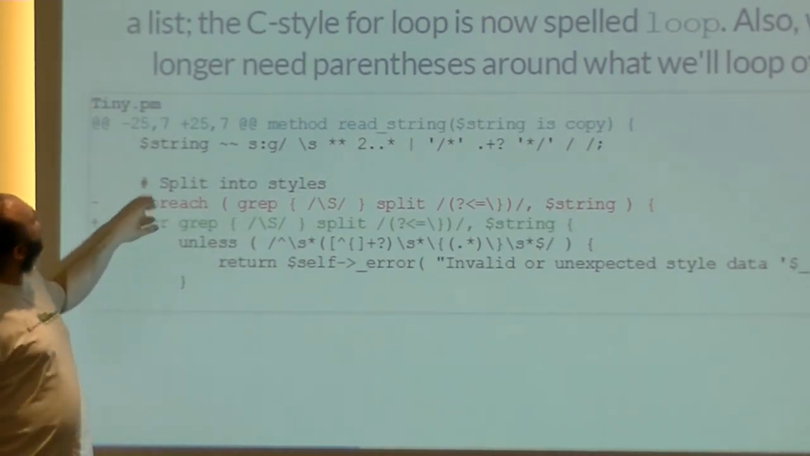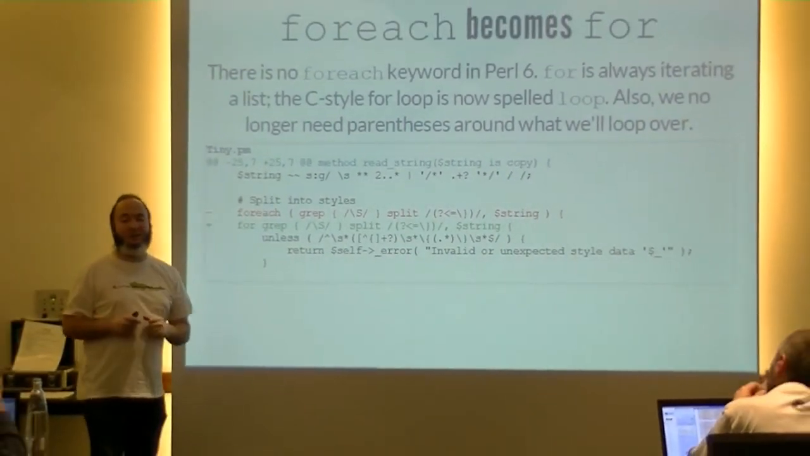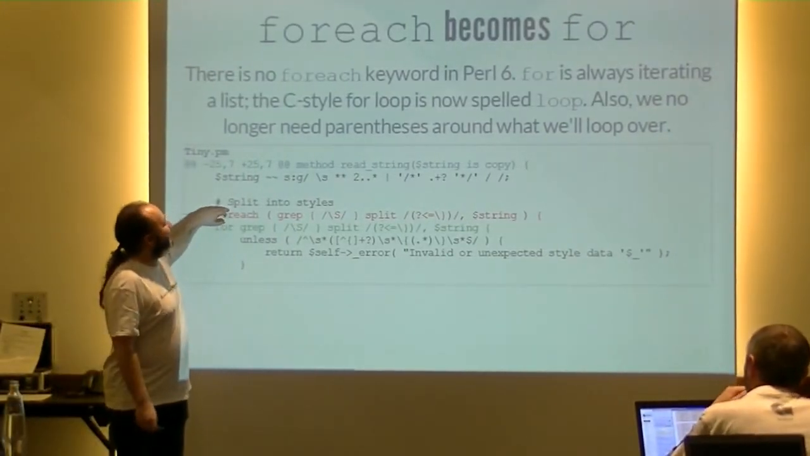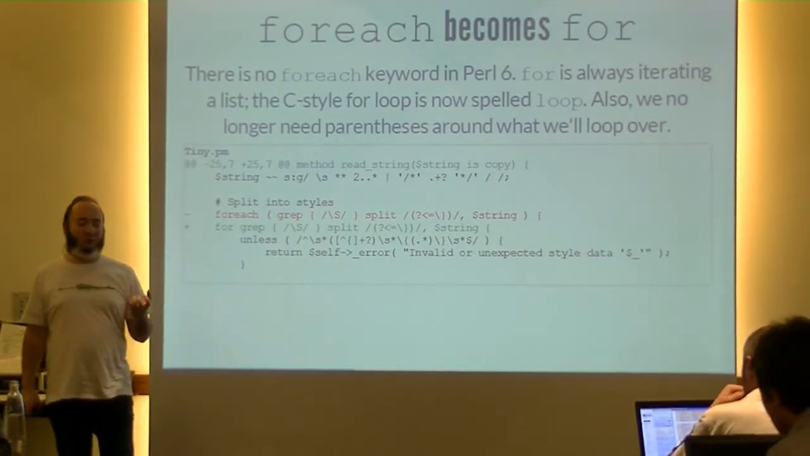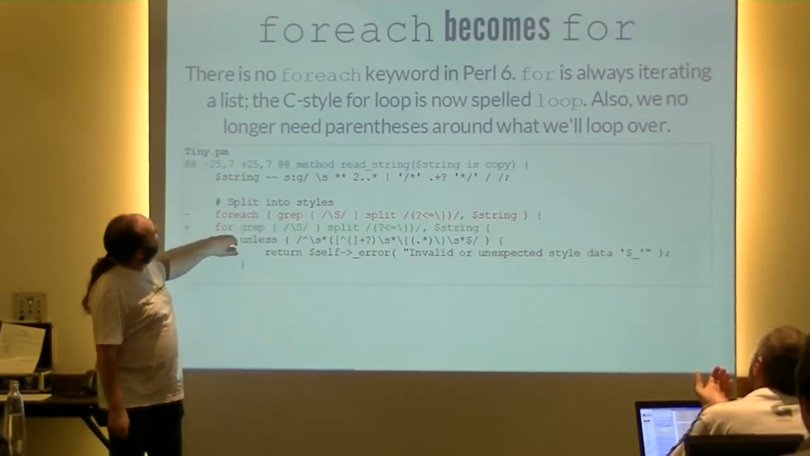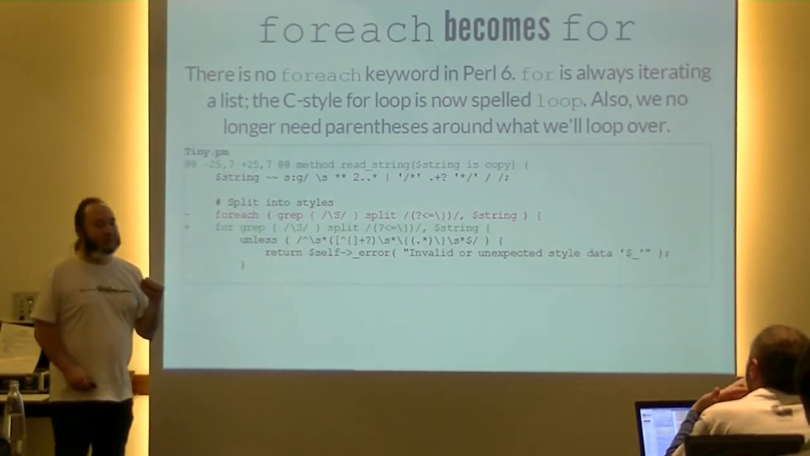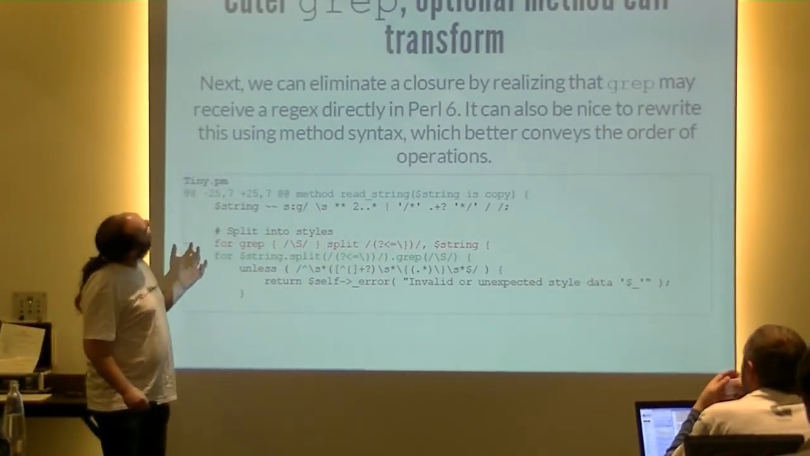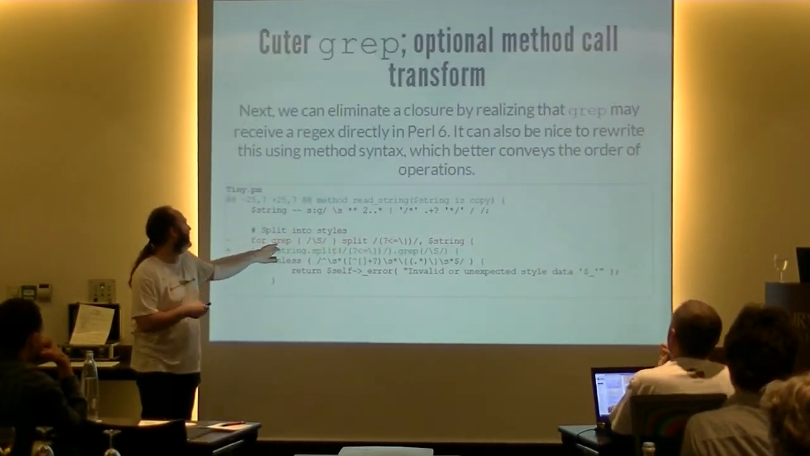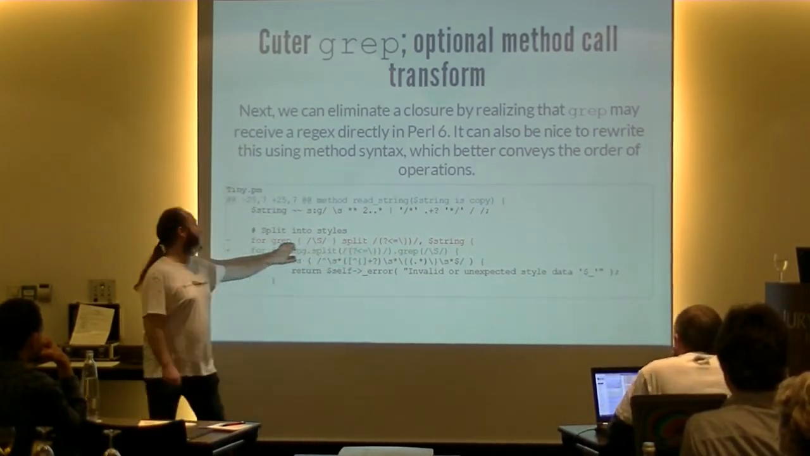What next? Well, we now want to start transforming this for each loop, which splits that string into the different styles that are in the style sheet. The first thing to notice is that there's no for each, it's just called for now. C-style for loops are written with the loop keyword, so for is always the thing you want. You'll also notice that I got rid of the parentheses, they're no longer needed. So that's the first little step of transforming this. What next? Well, next up, we'll change it around a little bit. Show you something in this code here. Grep, split, but wait, we do the split, and then we grep.